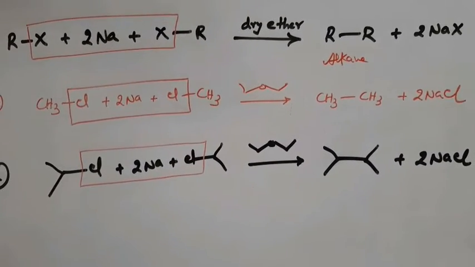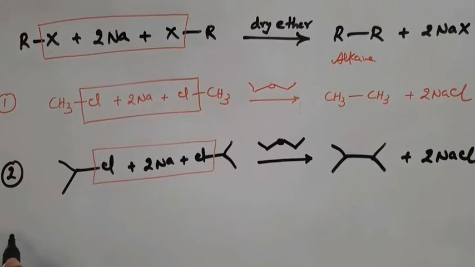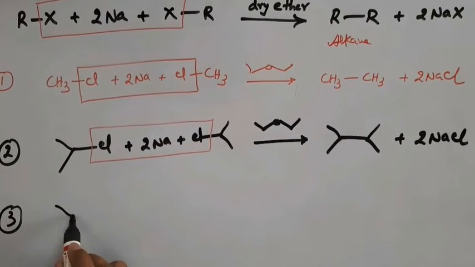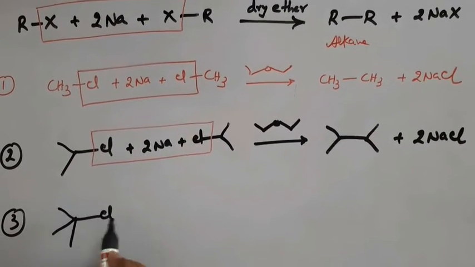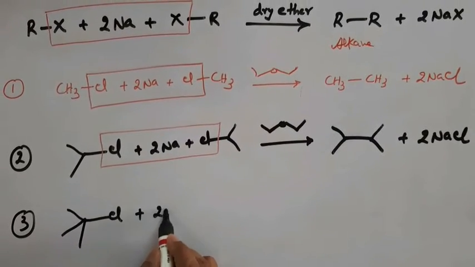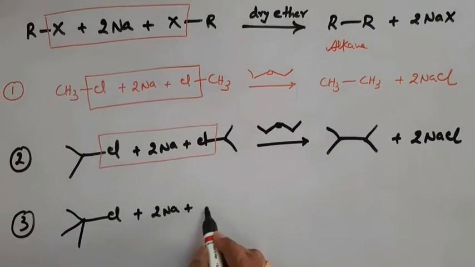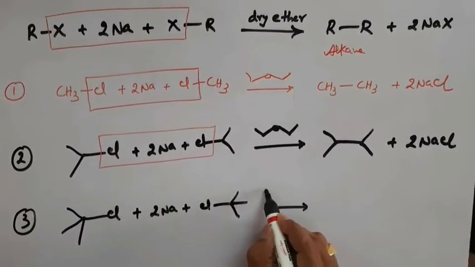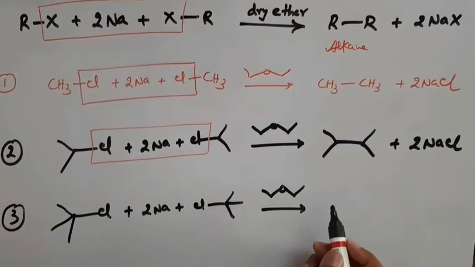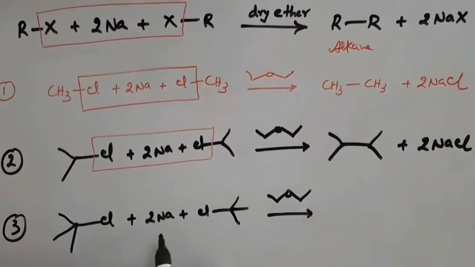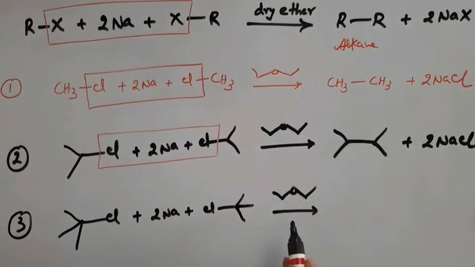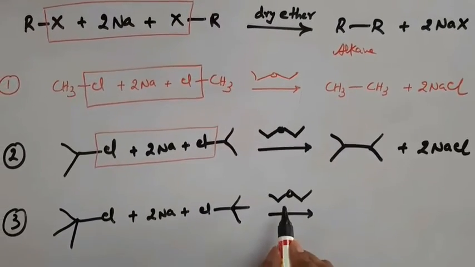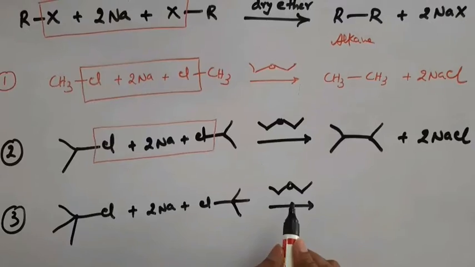Let me take one more example, namely the third example. Here I am taking tertiary butyl chloride. How many moles should I take? I need to take 2 moles and I should treat it with sodium metal in presence of ether. The ether taken should be absolutely dry because if there is moisture content, sodium metal violently reacts with moisture and liberates hydrogen gas, which is a combustible gas. Therefore, I should take utmost care that the solvent taken is absolutely moisture free.